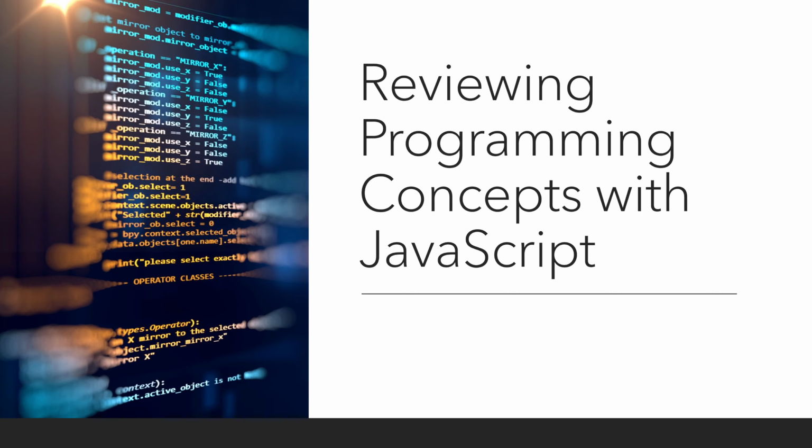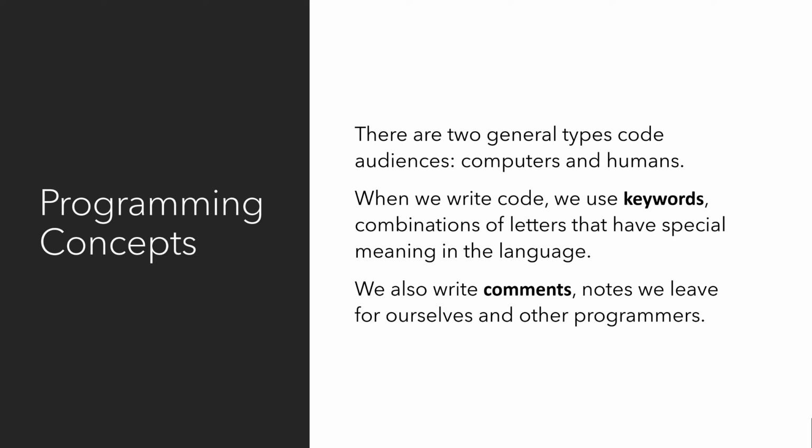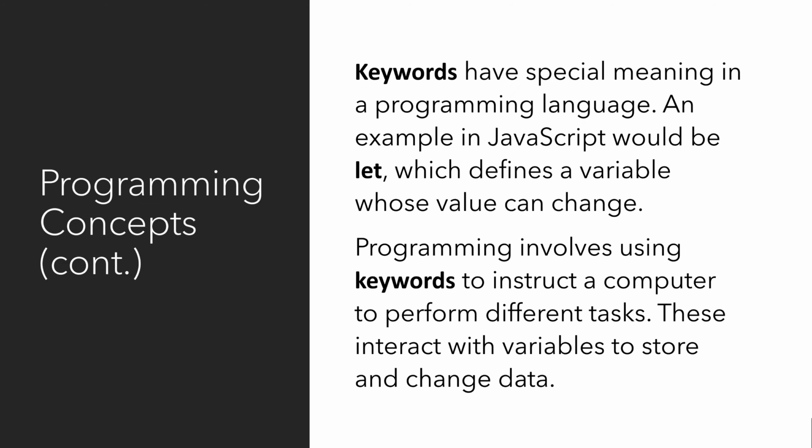Reviewing programming concepts with JavaScript. There are two general types of code audiences, computers and humans. When we write code, when we talk to computers, we use keywords, combinations of letters that have special meaning in the programming language we're using. We also write comments. These are notes we leave for ourselves and other programmers.